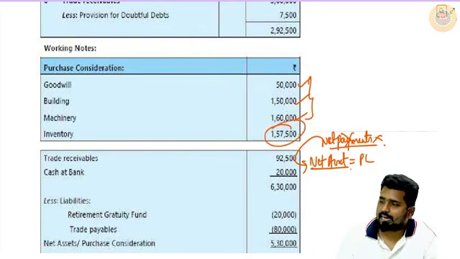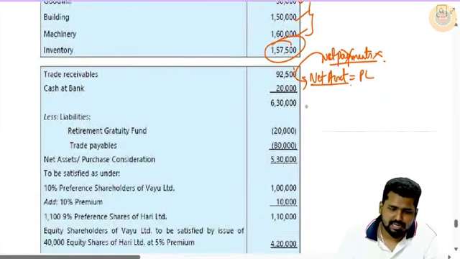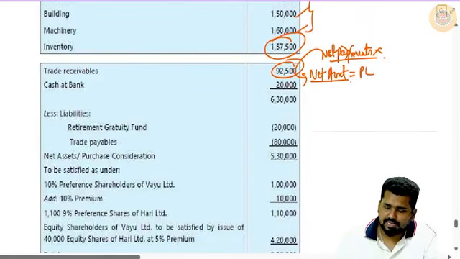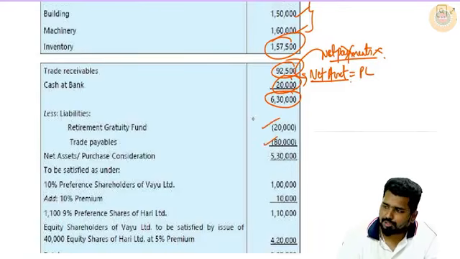Clear? Inventory should be taken at 10% less and PDD should be created. For debtors, PDD should be created. Cash at bank 20,000, you take it. So what is the total assets value? 630. From 630 subtract these two, 20 and 80, as per the books, because that is assumed to be what values?